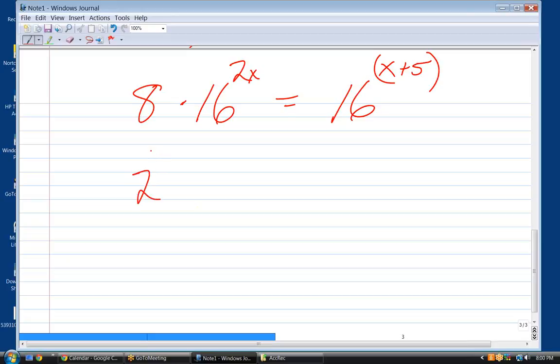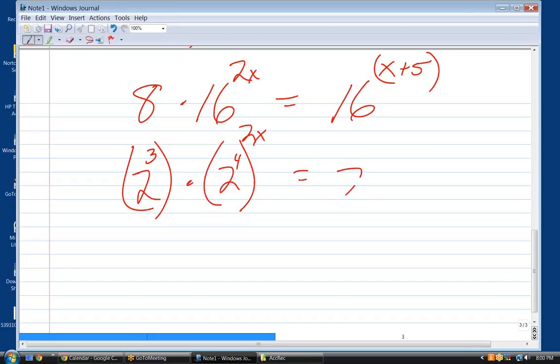So I'm going to write 2 to the 3rd. That's the way I'm going to write 8. Times this one is 2 to the 4th. That's 16. Equals 2 to the 4th to the x plus 5. Okay. Now, let's simplify the left side. What can I do with that?